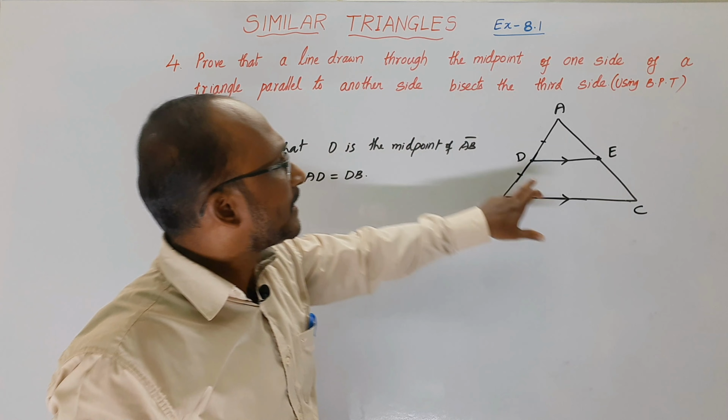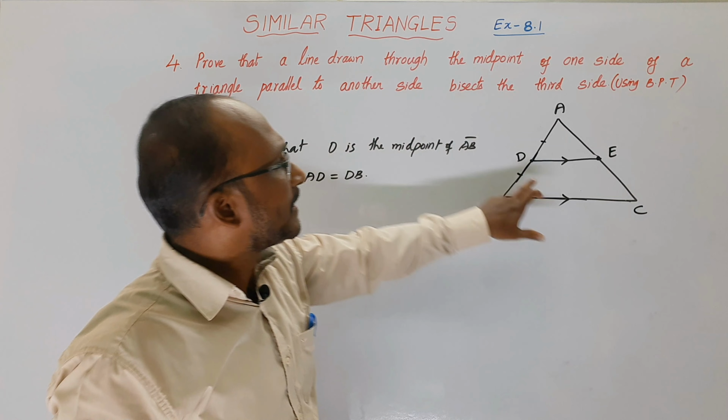Students, now let us do the fourth one in this exercise 8.1. That is, prove that a line drawn through the midpoint of one side of a triangle parallel to another side bisects the third side using B.P.T. First of all, let us picturize this situation.